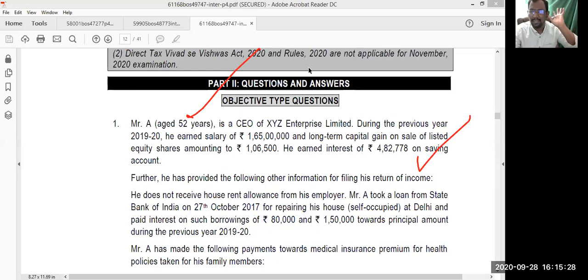80TTB is applicable only to senior citizens and very senior citizens. That benefit is applicable to interest on savings account, interest on fixed deposits, and interest on recurring deposits. For all types of interest you can claim deduction, maximum of 50,000 rupees. But under section 80TTA, the maximum is 10,000 rupees. Clear, everyone? Next.